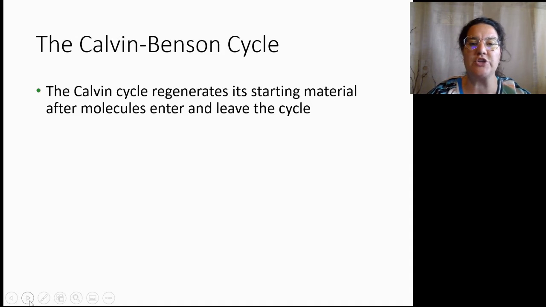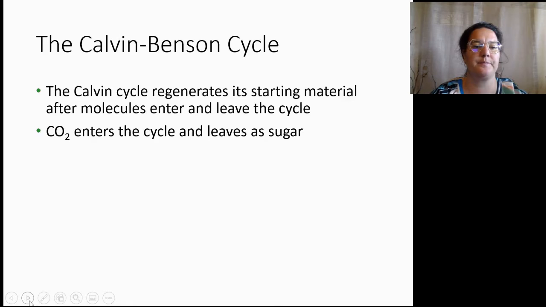The Calvin cycle regenerates its starting material after molecules enter and then leave the cycle. So all the material that is needed for the Calvin cycle is present in the cell and is reused. Carbon dioxide enters the cycle, but it leaves as part of the sugar molecules.